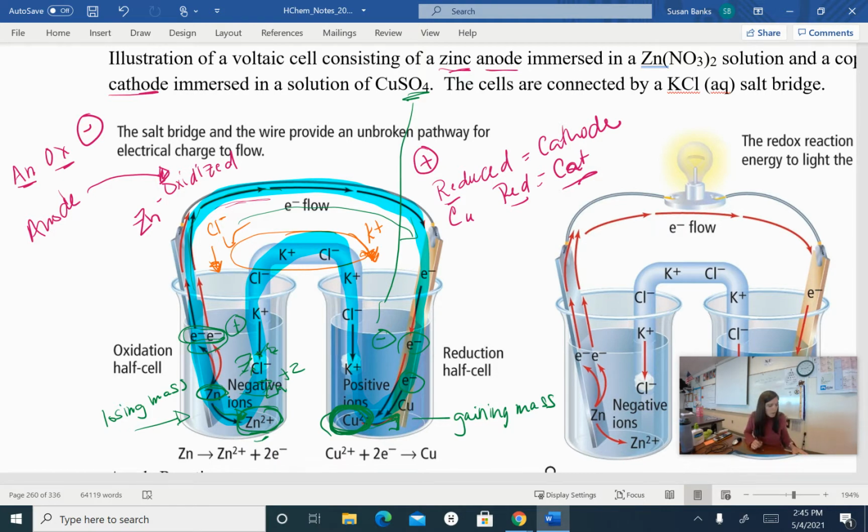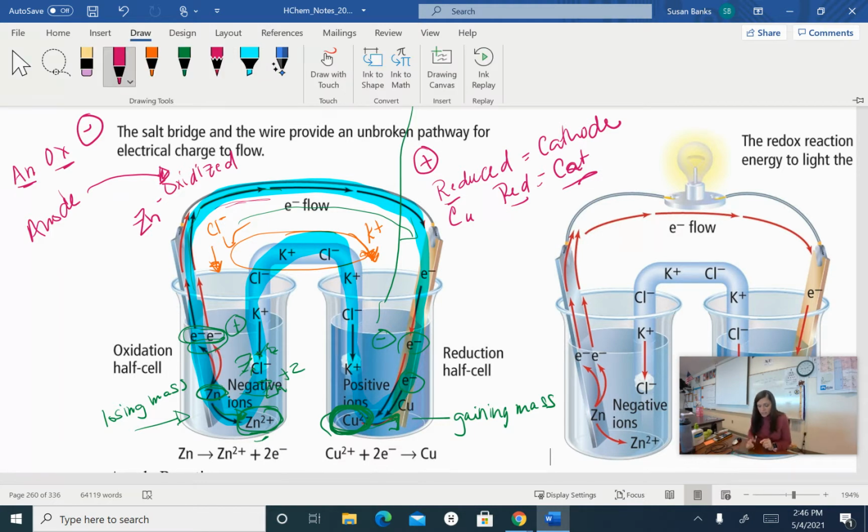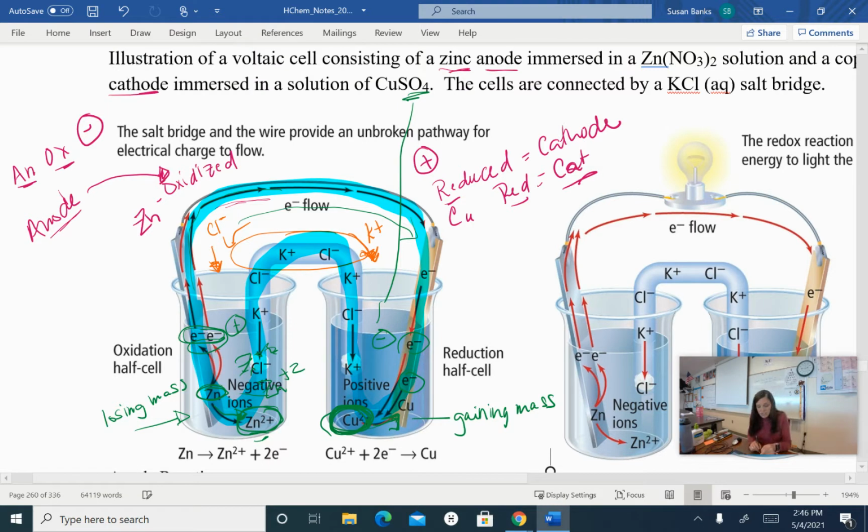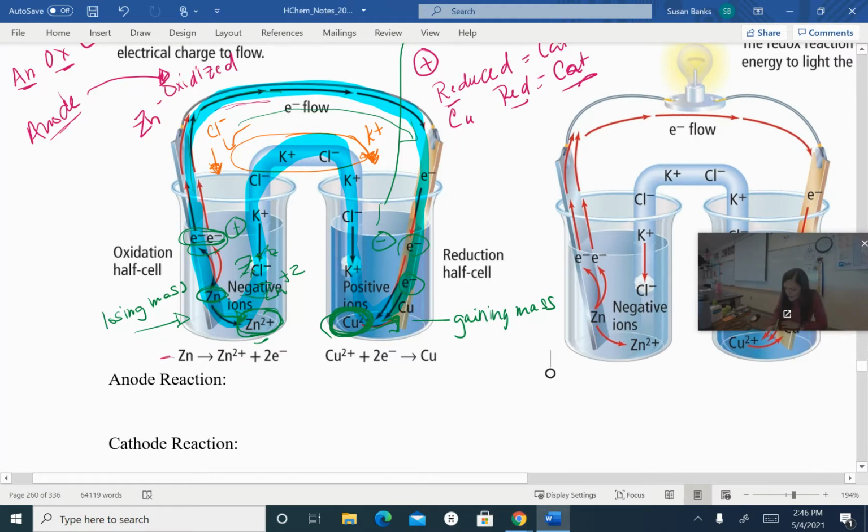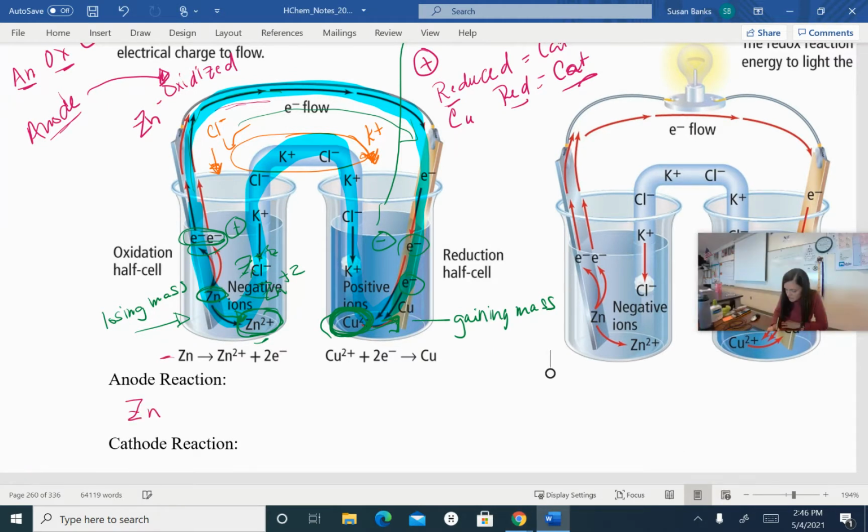Okay? So let's look and see what is happening at the anode. Remember, the anode is where oxidation happens, and we have zinc being dissolved. So our anode reaction is right here. We start with solid zinc, and as we have that zinc react, it goes to zinc plus 2, and we have 2 electrons being given off. Okay, so that is the anode reaction. Remember, anode is always where we are losing electrons. It's always the oxidized end of the reaction.